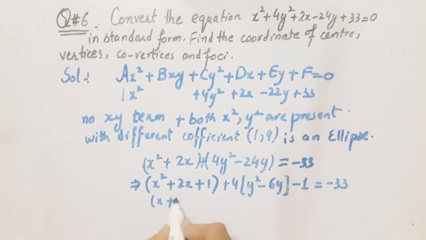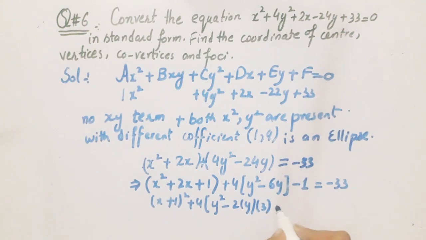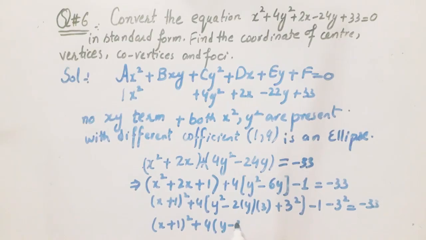So this will become (x plus 1) whole square, and plus 4 into y square minus 6y will become y square minus 2 into y into 3, which means plus 3 square, and minus 1, minus 3 square, is minus 33. So you have (x plus 1) whole square plus 4 into (y minus 3) whole square is equal to minus 33 plus 1 and plus 9. So minus 33, and when you subtract 3 square, 4 is also multiplied with this, so this will become minus 36.